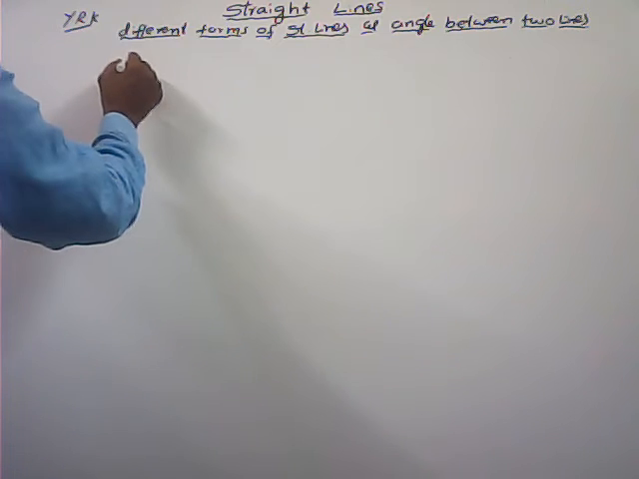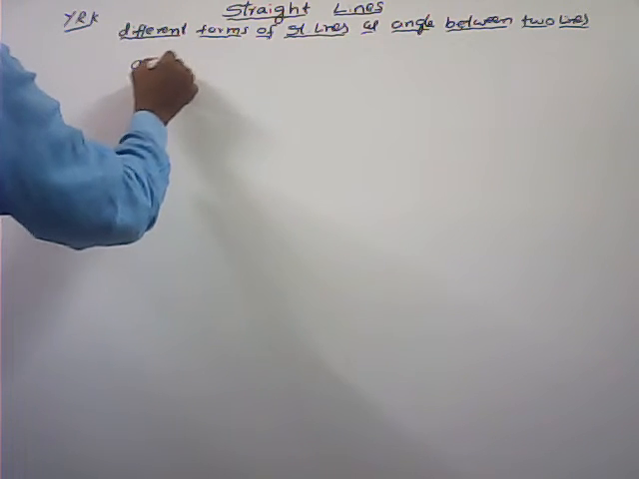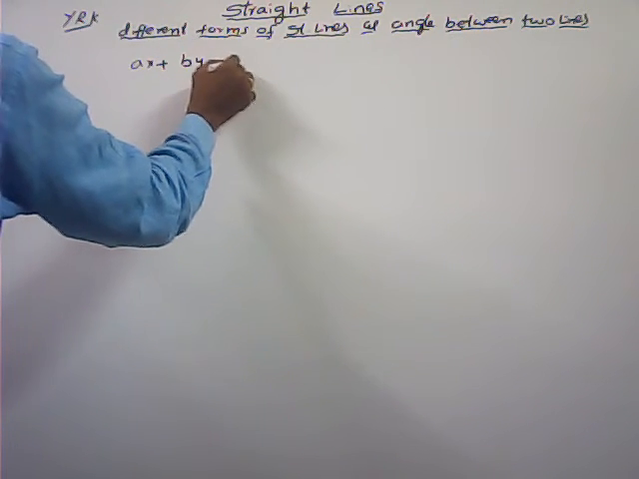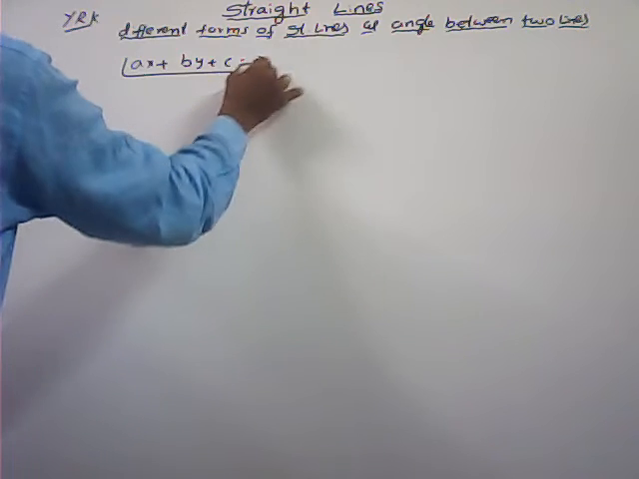Everywhere the equation of the line is in the standard form, ax plus by plus c is equal to 0. If any equation of the line is given, how do we find the slope of that line? We can reduce it into the slope intercept form.